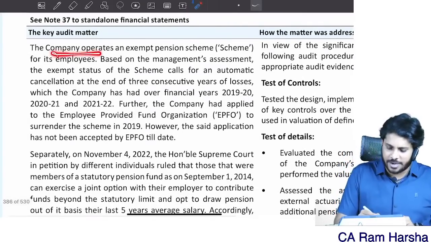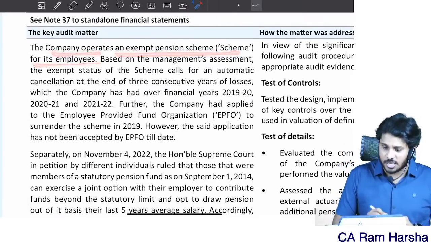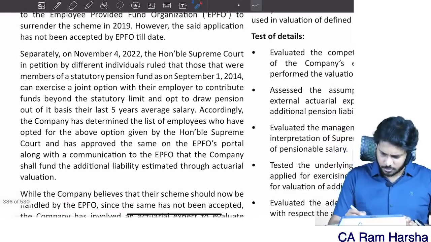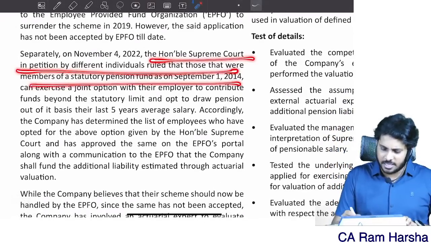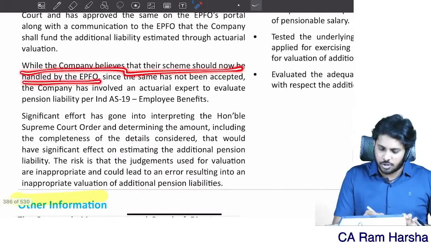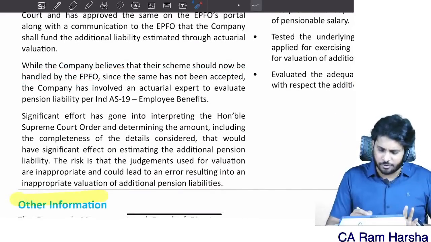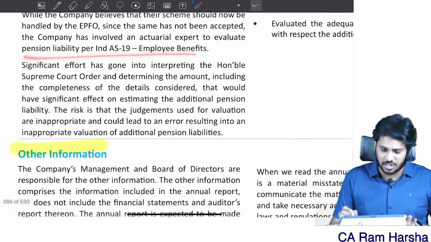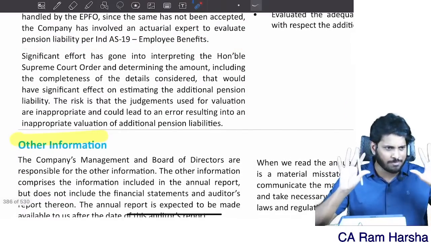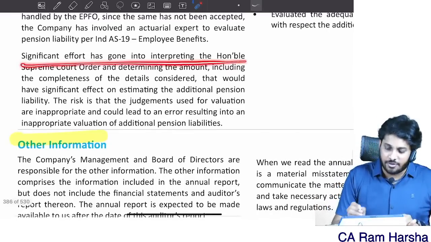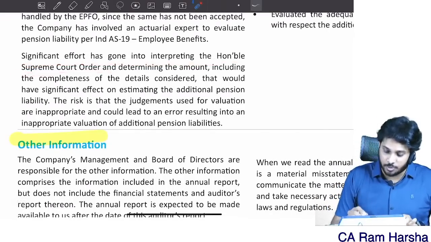The company operates an exempted pension scheme for its employees. Based on management's assessment, the exemption status of the schemes calls for an automatic cancellation at the end of 3 years. The Supreme Court petition was filed by various individuals. While the company believes that their scheme should now be handed over to EPFO, since the same has not been accepted, the company has involved actuarial expertise to evaluate the pension liability. Employee benefit valuation, employee benefits related. Significant effort has gone into the interpretation of the Supreme Court order.